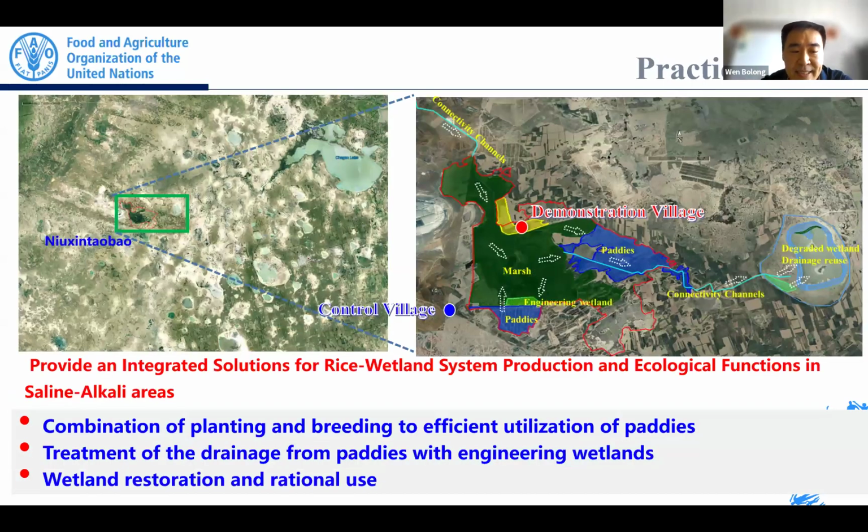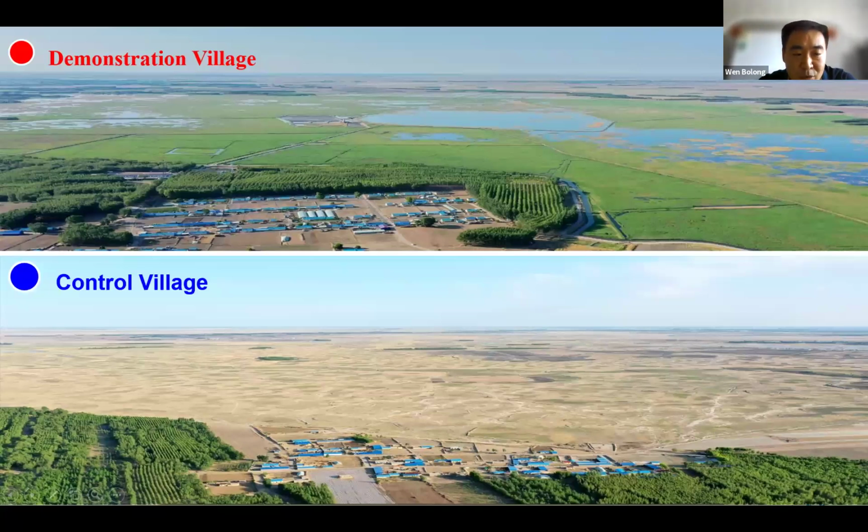So we selected a typical area and conducted the practices, hoping to provide a solution for the production and the ecological function of the rice and wetland system. We took practice in the red dot, and the blue dot is a control village. So we can see the huge changes that have taken place after years of practice.